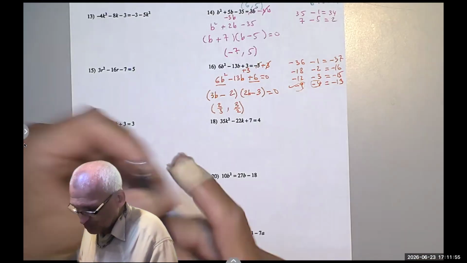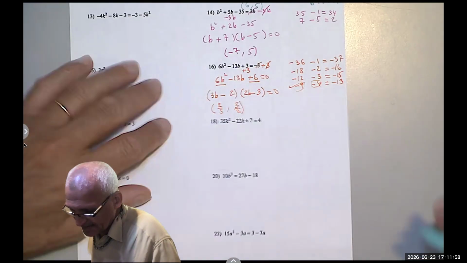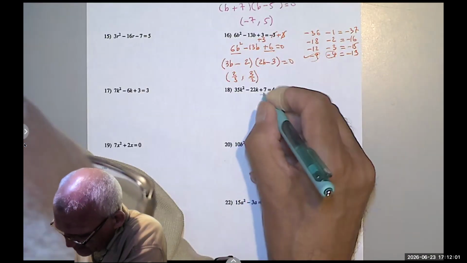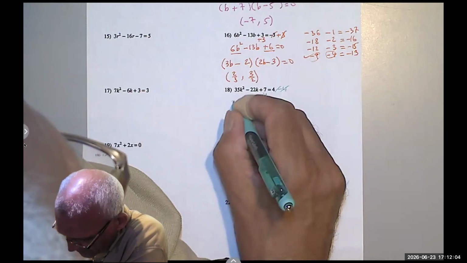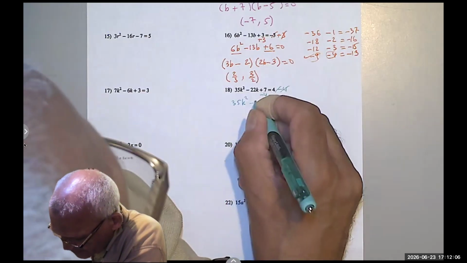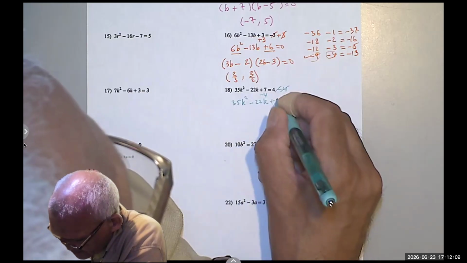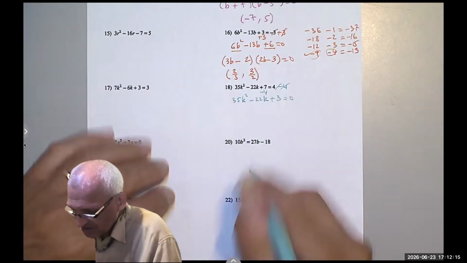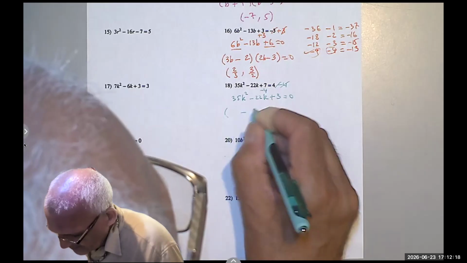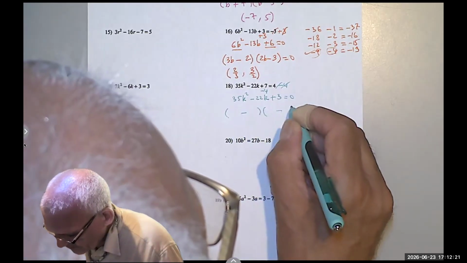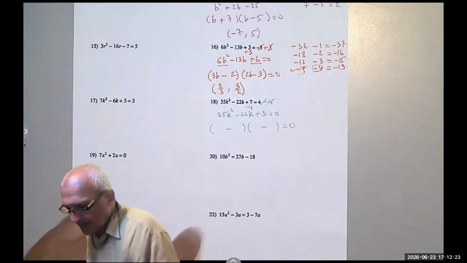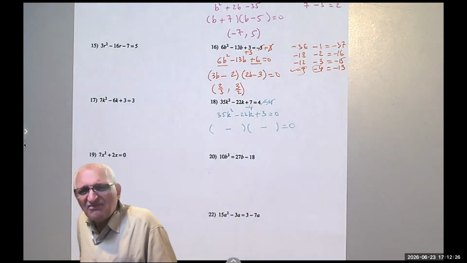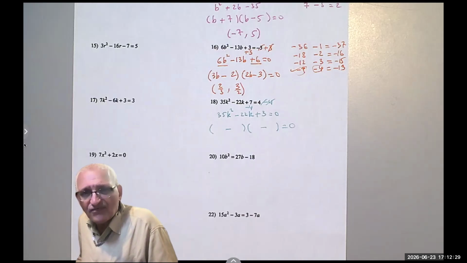Let's move to number 18. I have minus 4 minus 4. So I get 35k squared minus 22k plus 3 equals 0. Positive meaning they match. Negative meaning both are negative. So I have two parentheses with a negative sign in the middle of each. But the product 3 times 35, that's 105. Okay, so how do I do that?